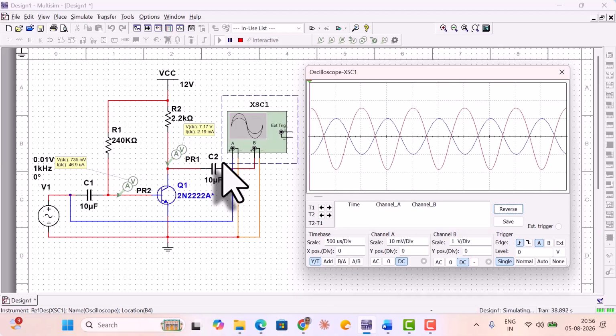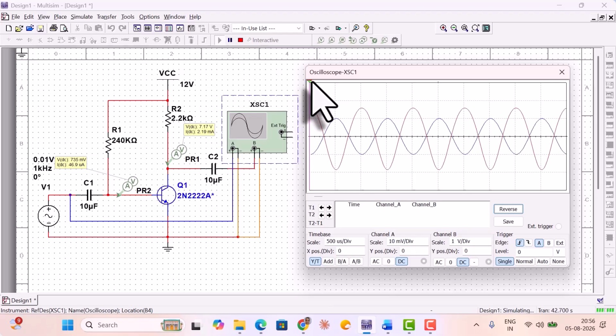The transistor amplifies the base current, which has two components, a DC component due to biasing and an AC component due to the voltage applied by the AC source. What is required for us is the amplified AC voltage at the output. C2 is used to block the DC voltage at the collector output. Also note the channel A input scale, which is 10 millivolt per division, and channel B input scale, which is 1 volt per division.